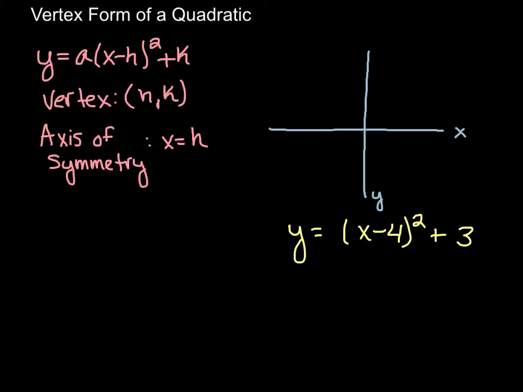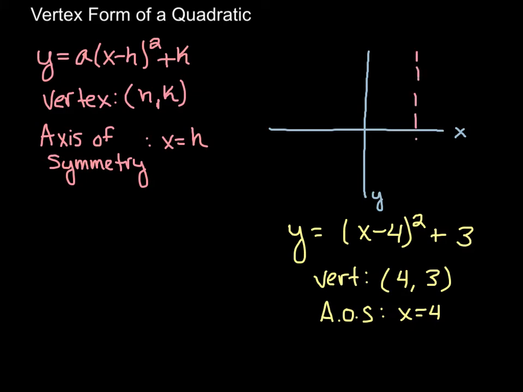So let's look at our example problem here. We have y equals x minus 4 squared plus 3. So that means our vertex is going to be (4, 3), and our axis of symmetry is going to be x equals 4. I'm just going to do a rough sketch of this graph just to see where it's going. So the axis of symmetry, I'm going to draw that first. That line represents x equals 4. Our vertex is going to be (4, 3). It's right about in here somewhere.